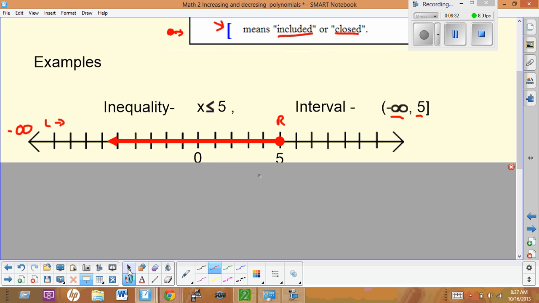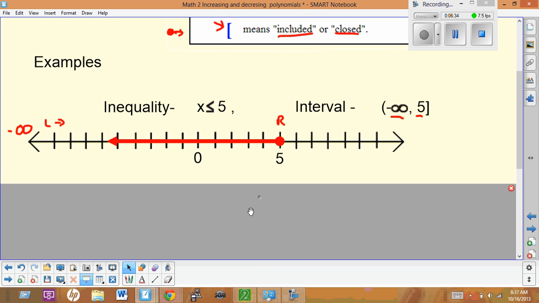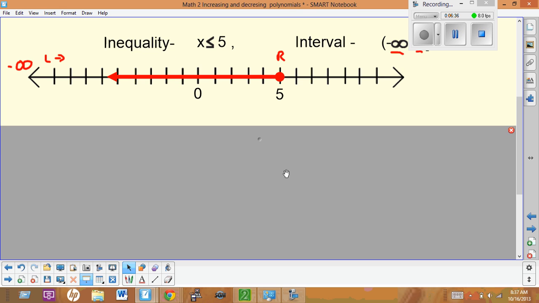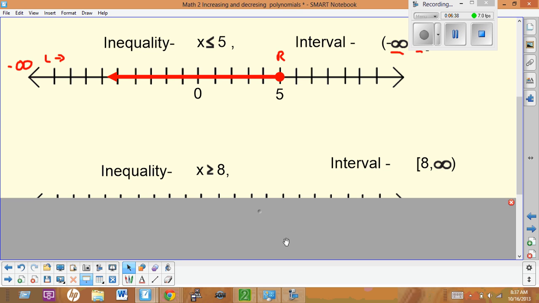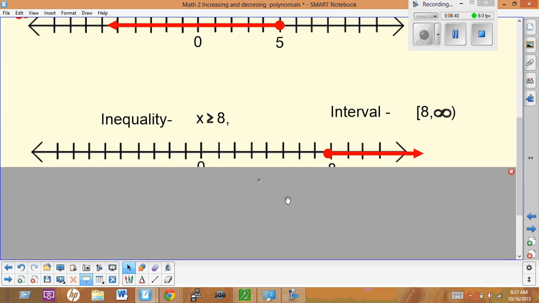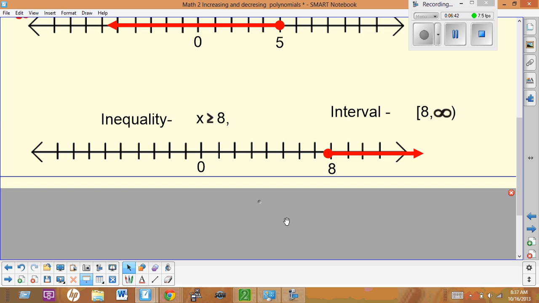All right, let's look at another example. Same one, this is the inequality x is greater than or equal to 8. And again, if you wrote it previously, don't rewrite it, just add the interval notation next to it. This time we are looking for all the numbers that are greater than or equal to 8. So we have a closed dot on 8, and remember closed means bracket. And we go all the way to positive infinity.